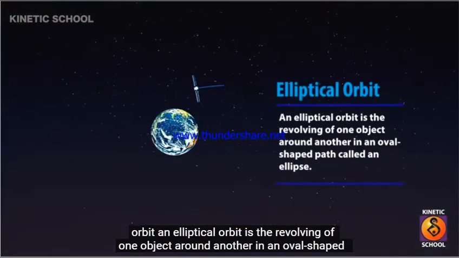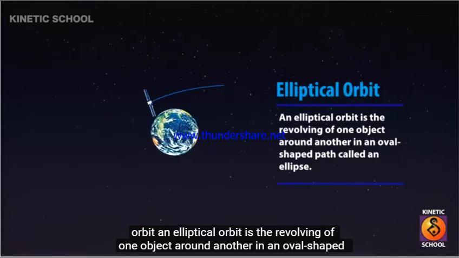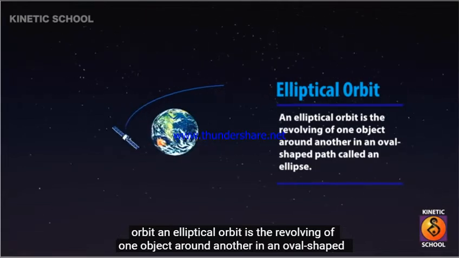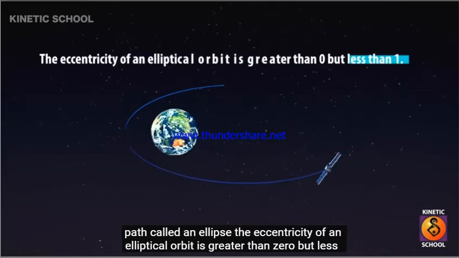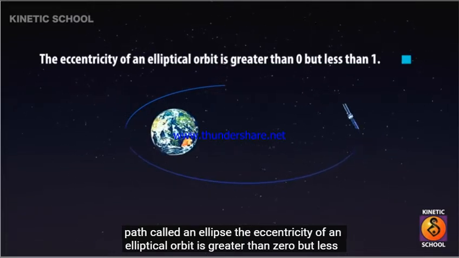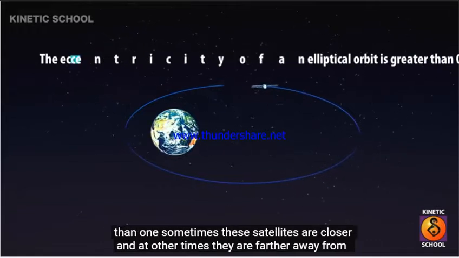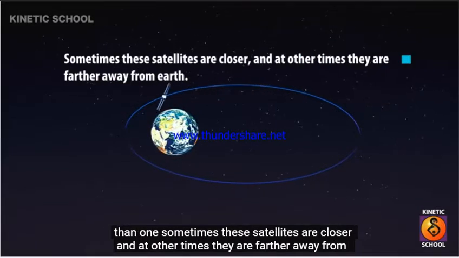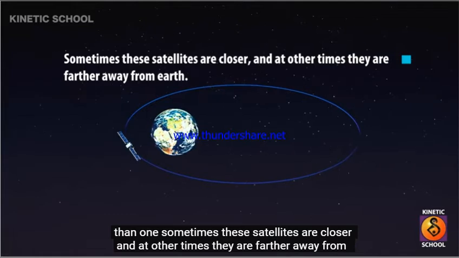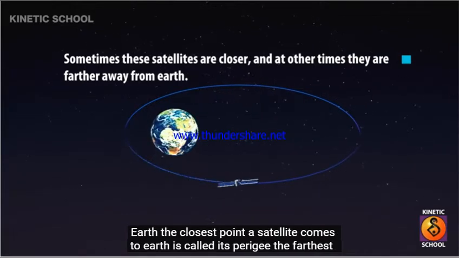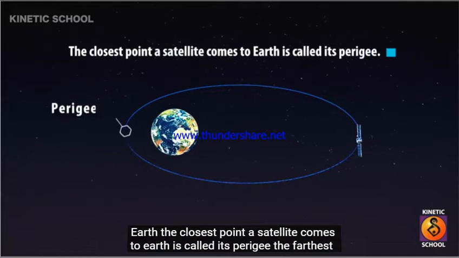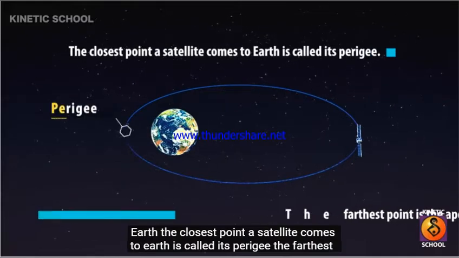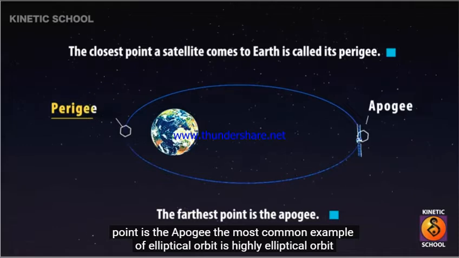Elliptical orbit. An elliptical orbit is the revolving of one object around another in an oval-shaped path called an ellipse. The eccentricity of an elliptical orbit is greater than 0 but less than 1. Sometimes these satellites are closer, and at other times they are farther away from Earth. The closest point a satellite comes to Earth is called its perigee. The farthest point is the apogee.